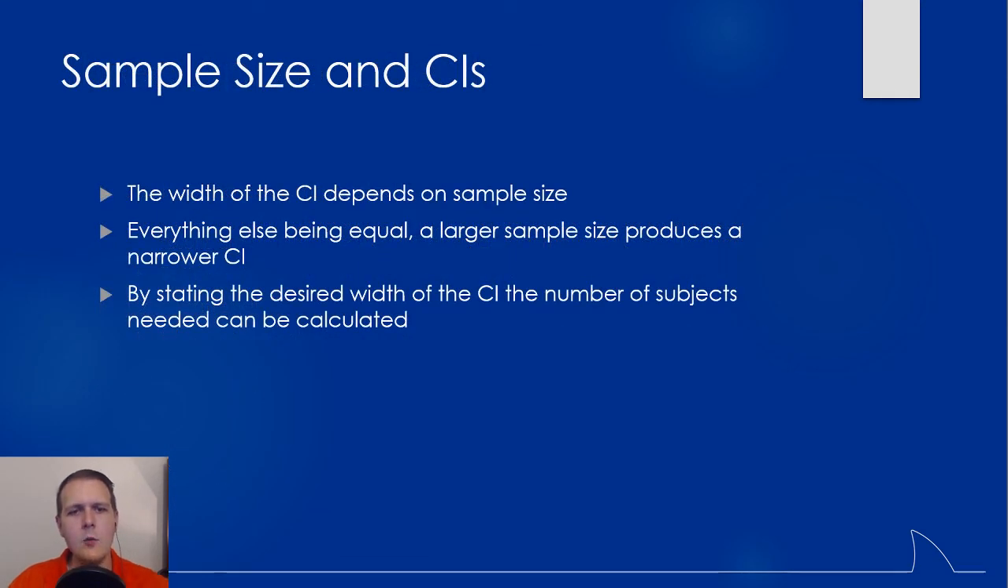And again, the width of the confidence interval depends on the sample size. If you have a larger sample size, narrower confidence intervals are going to be obtained. And that's useful because the wider that confidence interval gets, the less likely you are to show a true difference when you're actually making those comparisons.